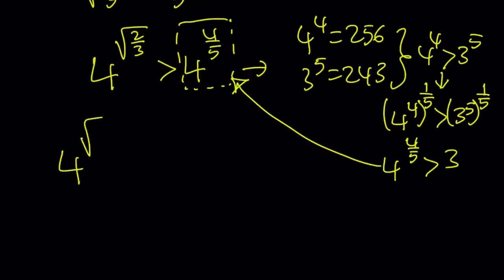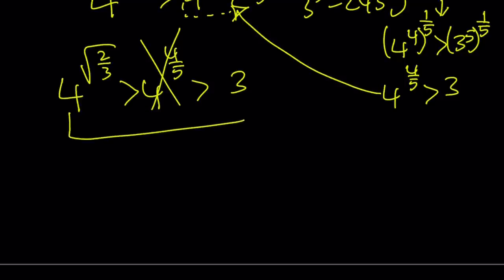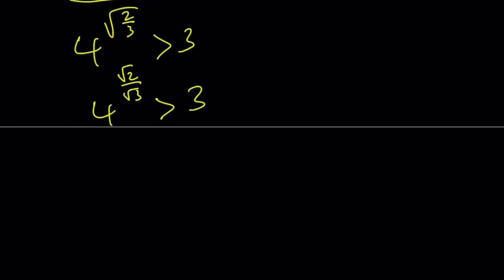4 to the power square root of 2/3 is greater than 4 to the power 4/5, which is greater than 3. Get rid of this number in the middle. We don't care about you anymore. Too bad. Now go ahead and compare these two numbers. 4 to the power square root of 2/3 is greater than 3. Now I can write this as 4 to the power square root of 2 over square root of 3 is greater than 3. Isn't that tempting? Raise both sides to the power square root of 3. And let's see what that gives us.